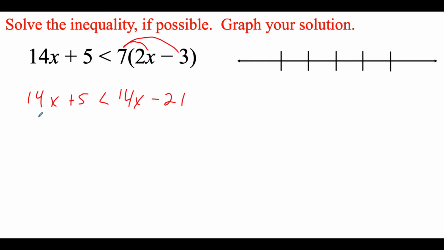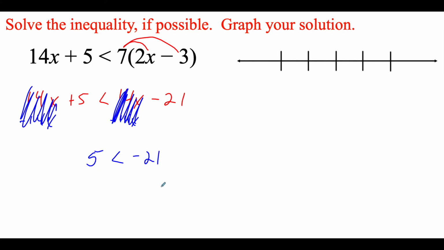We've got variables on both sides, so we want to get them both on the same side, preferably on the left-hand side. So I'm looking at that 14x that's on the right-hand side, and in order to get rid of that positive 14x, we're going to subtract 14x on both sides. Now on the right-hand side, the 14x and the negative 14x, or minus 14x, cancel out. And on the left-hand side, notice the exact same thing is happening. So now we're left with an inequality that says that 5 is less than negative 21.